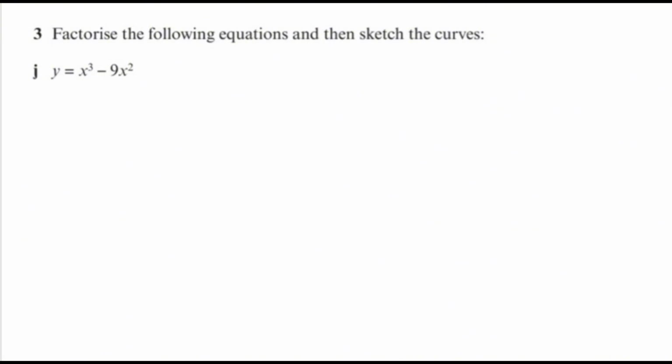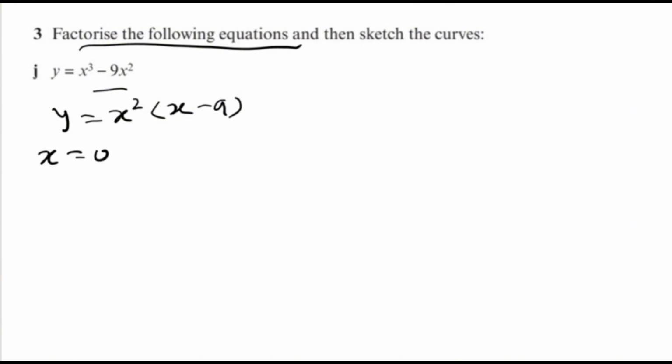Okay, one more question, question 3. Factorize the following equations and sketch the graph. So here we cannot have a direct intersection point. So first we have to factorize the function. So for that, y is equal to, I can say x squared is common here and I can write x minus 9. So this is how I can factorize it. Now you can find the intersection point.